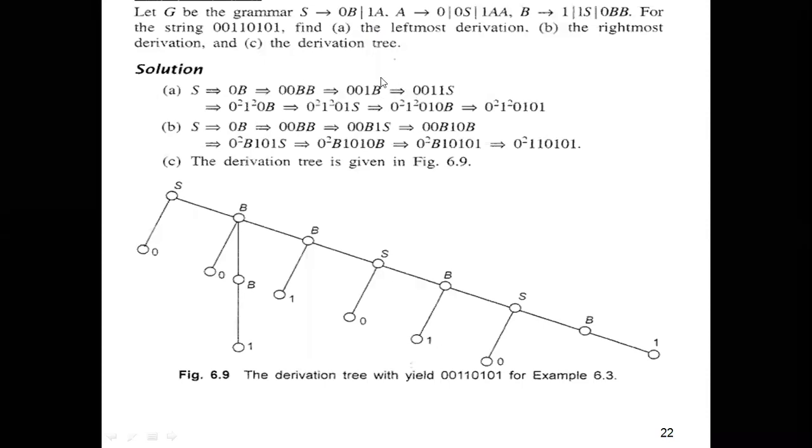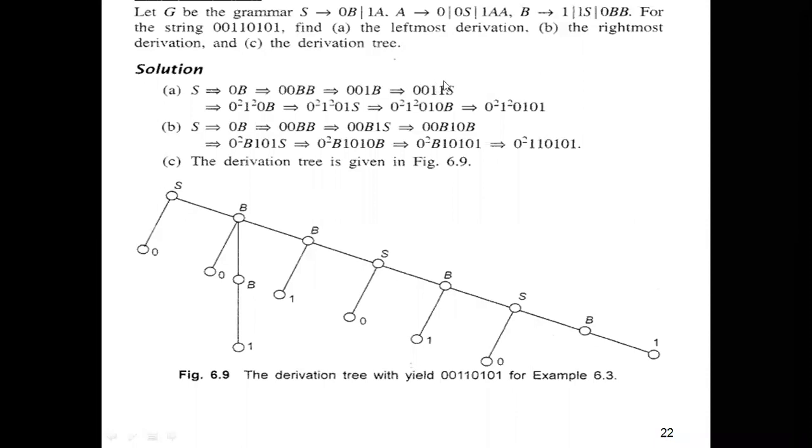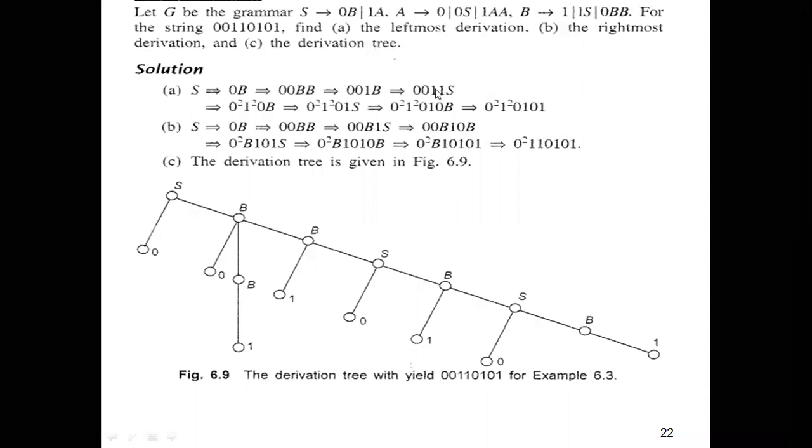So after choosing this 1A, the string up to now I get here is 0011AB. And now A is the left variable, right? And two zeros, two ones I get here. And I need to get 01 and 01. And I need to substitute in the place of A. So I am choosing 0S in the place of A. 0S. I get 0 here, right?